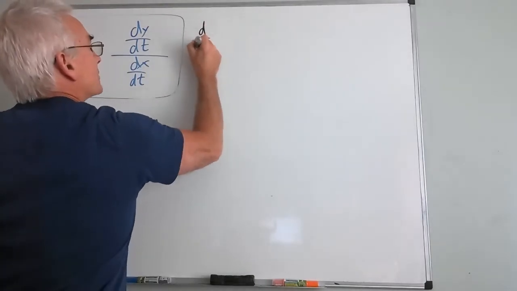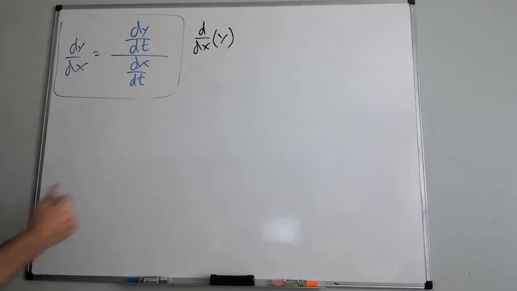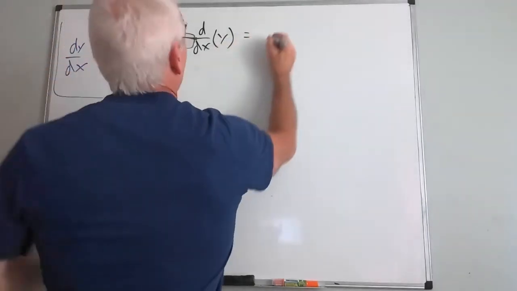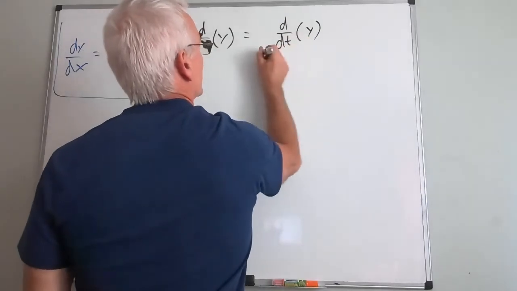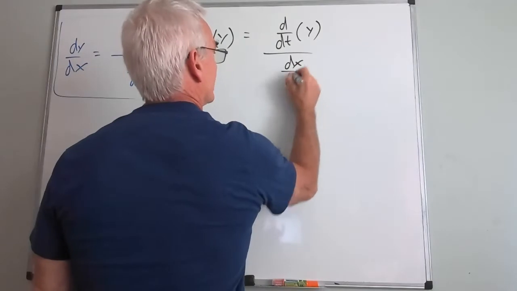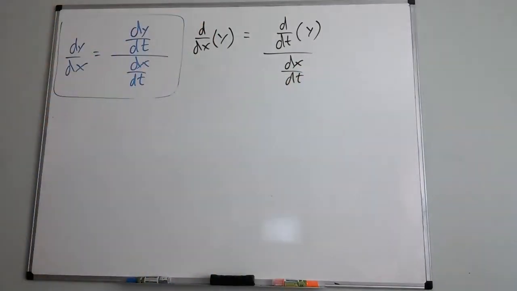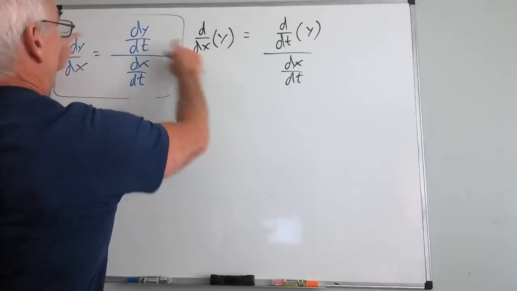If I want you to take the derivative with respect to x of y, that's going to be the derivative with respect to t of y over dx dt. The ultimate question is, I have y as a function of x, which is a function of t. So x and y are both technically functions of t. I want to do this, and then this is my answer.